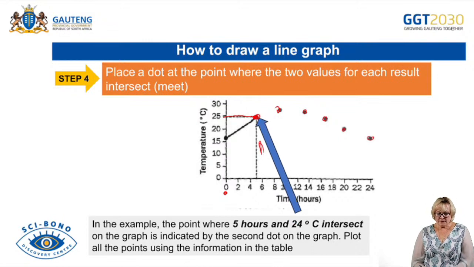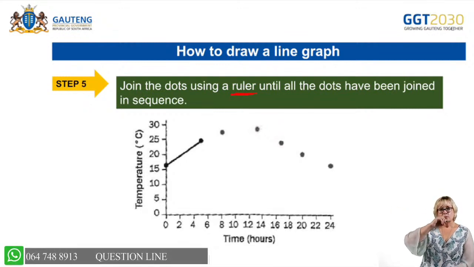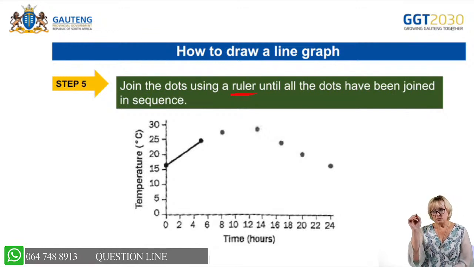Then, after that, what do you do? Join the dots using a ruler. I want to stress this. You must use a ruler, not freehand. So you don't just go from dot to dot to dot. No, you need to take a ruler and draw a line from point number 1 to point number 2, and from 2 to 3, until all the dots have been joined in sequence. So you need to take your ruler and then join it.